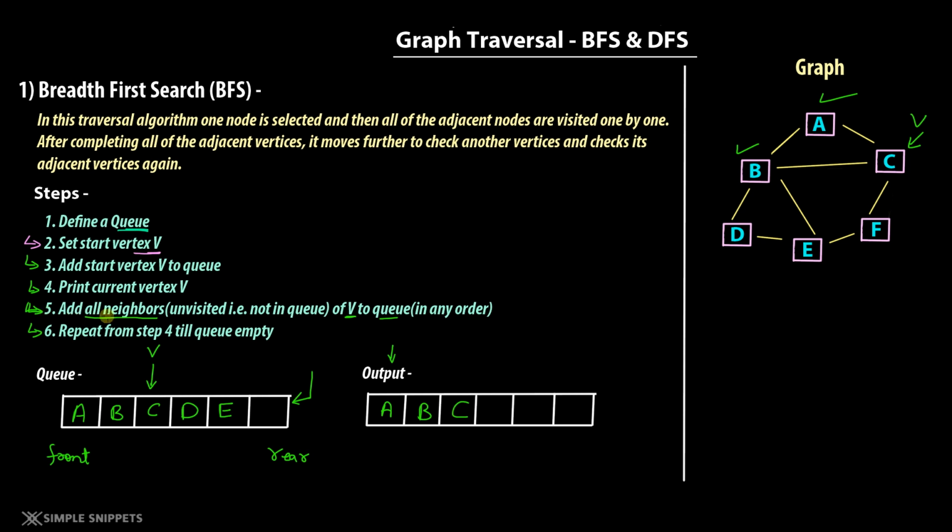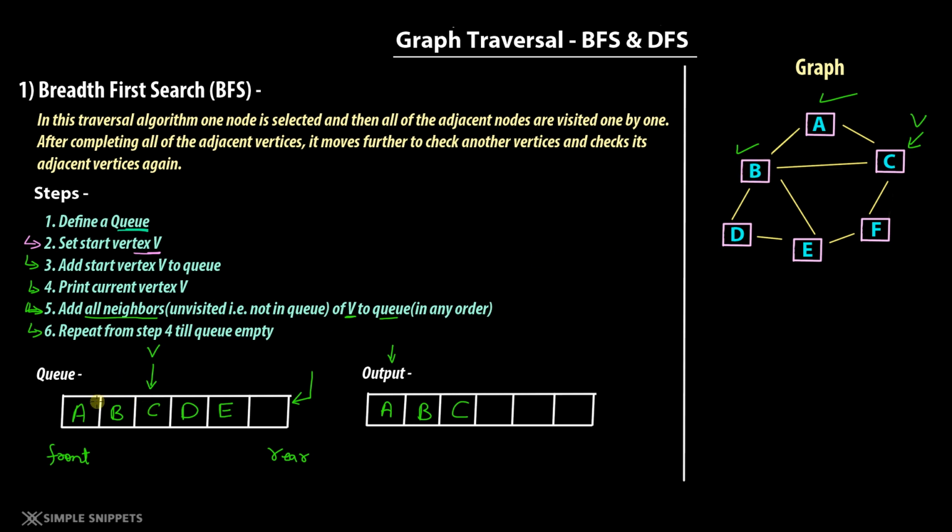Next thing you do is add all the neighbors of the current vertex V. Current vertex V is C. Who are all the neighbors of C? We have A, we have B, and we have F, right? We have 3 neighbors to C. So we have to add all these 3 to the queue.